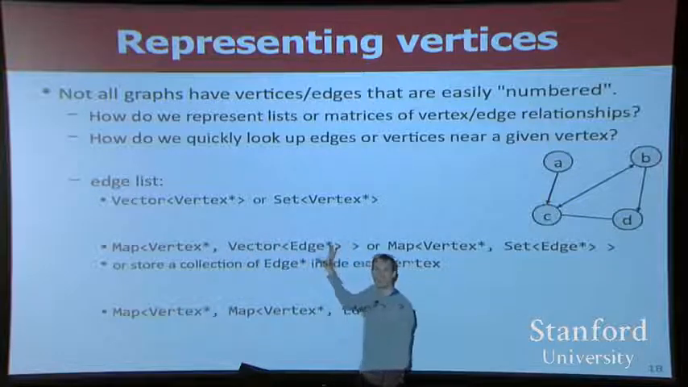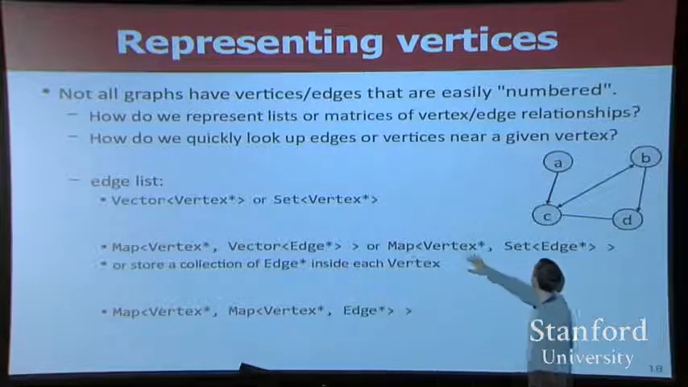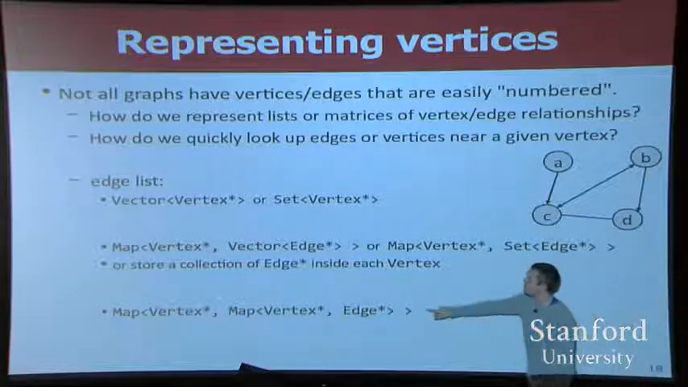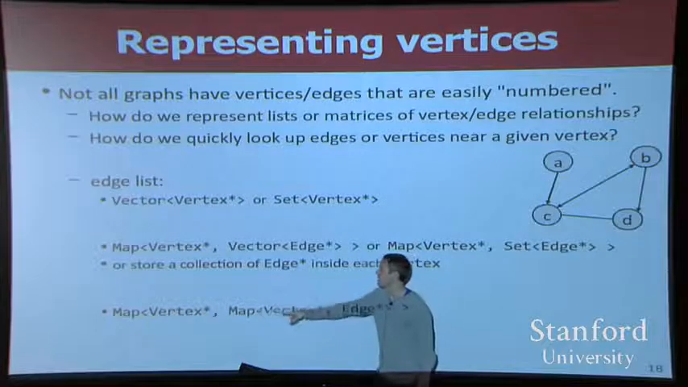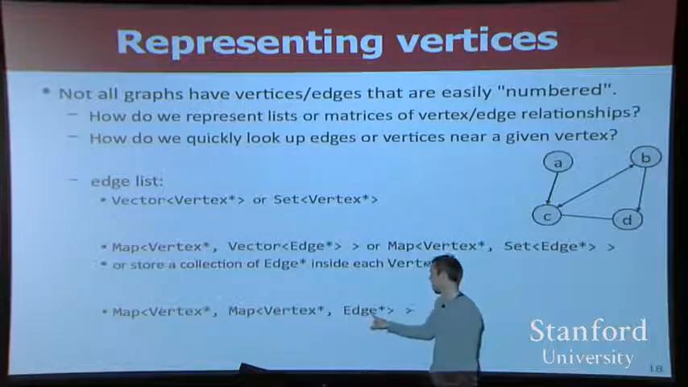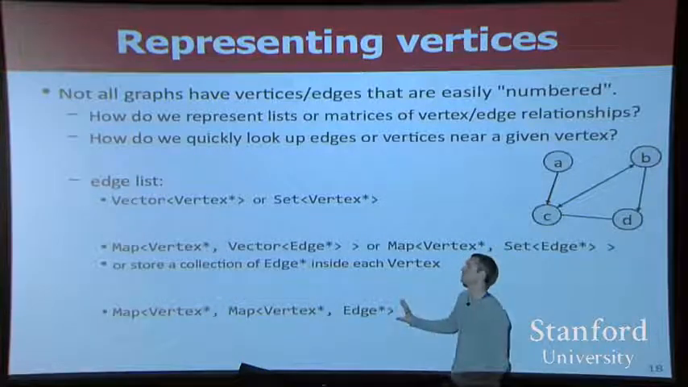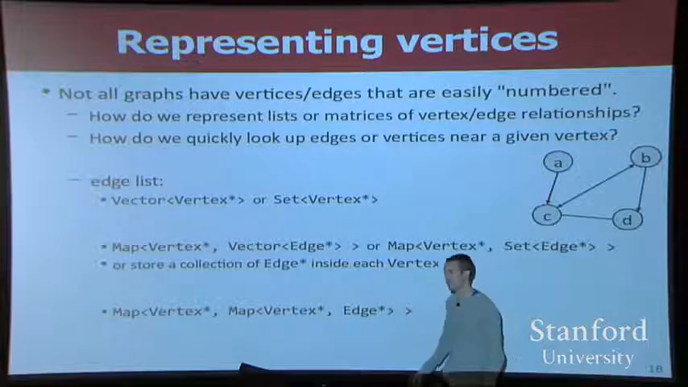That would be like an adjacency list. And a map from vertex to a set of edges, this kind of stuff would be an adjacency list. An adjacency matrix would be something like a double-nested map of vertexes to edges or to weights or whatever that connect them, rather than literally making a 2D array or a vector or something like that.